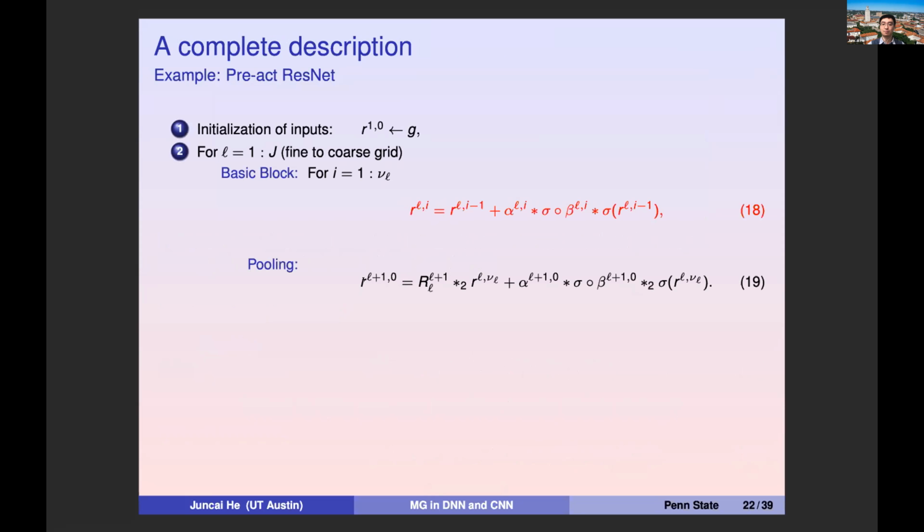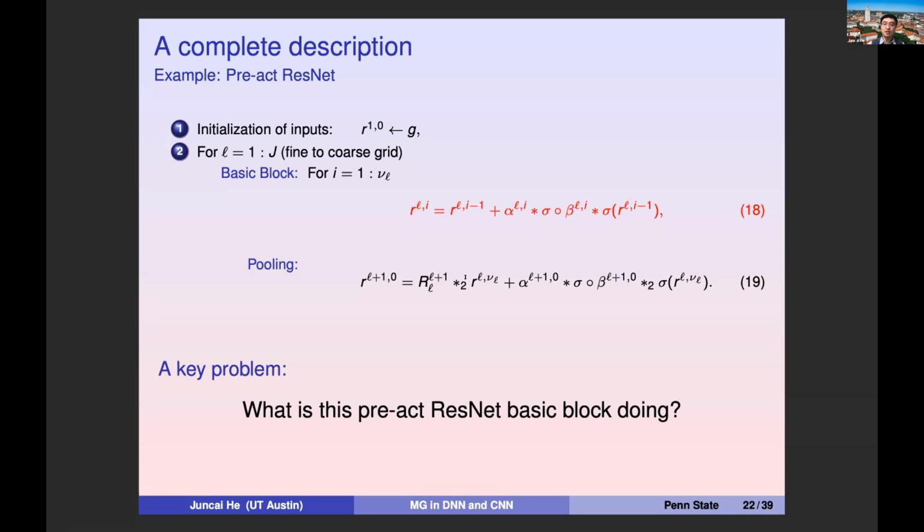And here, if you meet a pooling, this pooling is okay. I guess this is some kind of computer science trick to save some extra layers, some efficient way to involve both this pooling and this smoothing together. Okay, so here the key question is: what is the pre-activation ResNet basic block doing? This is like an iterative scheme, right? What is this block doing?